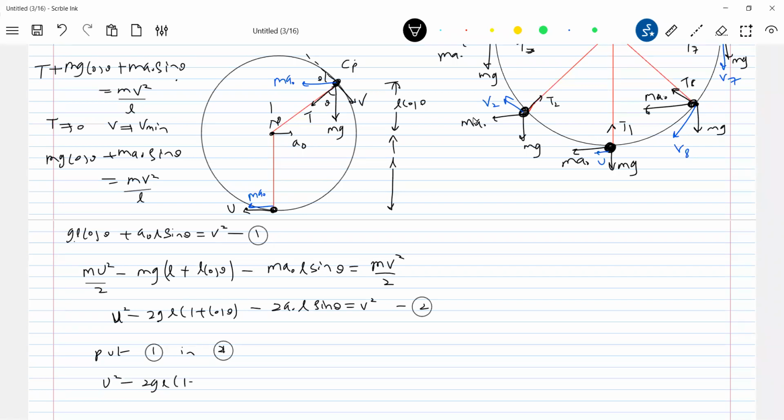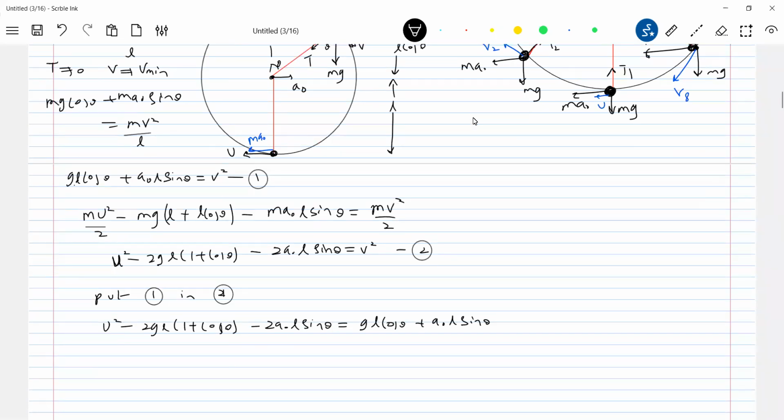u square is 2gl (1 plus cos theta) minus 2a naught L sin theta. v square will be gl cos theta plus a naught L sin theta. Equating this, u square is equal to 2gl plus 3gl cos theta minus 3a naught L sin theta. So what is the value of u? u should be the square root of 2gl plus 3gl cos theta plus 3a naught L sin theta.